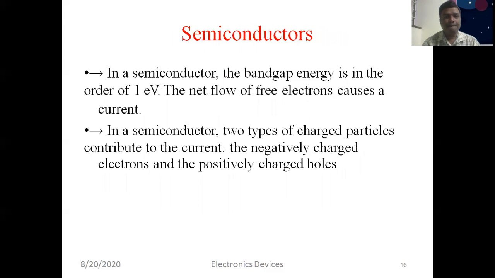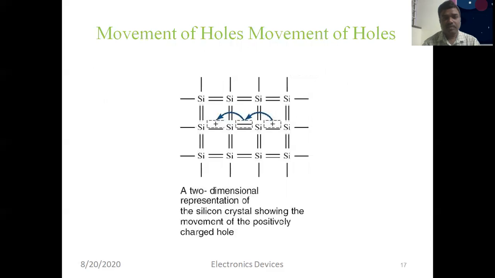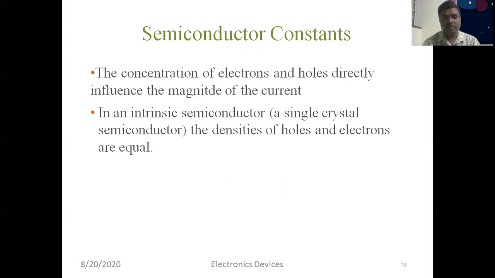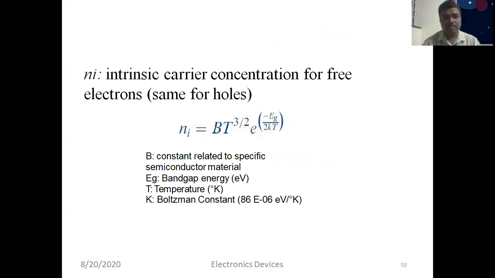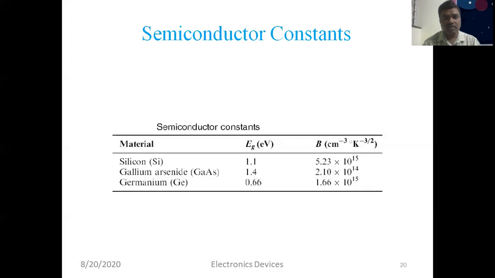Next, semiconductors: the energy band gap is in the order of 1 electron volt. These are the movement of holes and the movement of electrons. Semiconductor constants: this is the intrinsic carrier concentration of free electrons, and these are the various semiconductor constants. Silicon has 1.1 electron volt, gallium arsenide has 1.4 electron volt, whereas germanium has 0.66 electron volt.